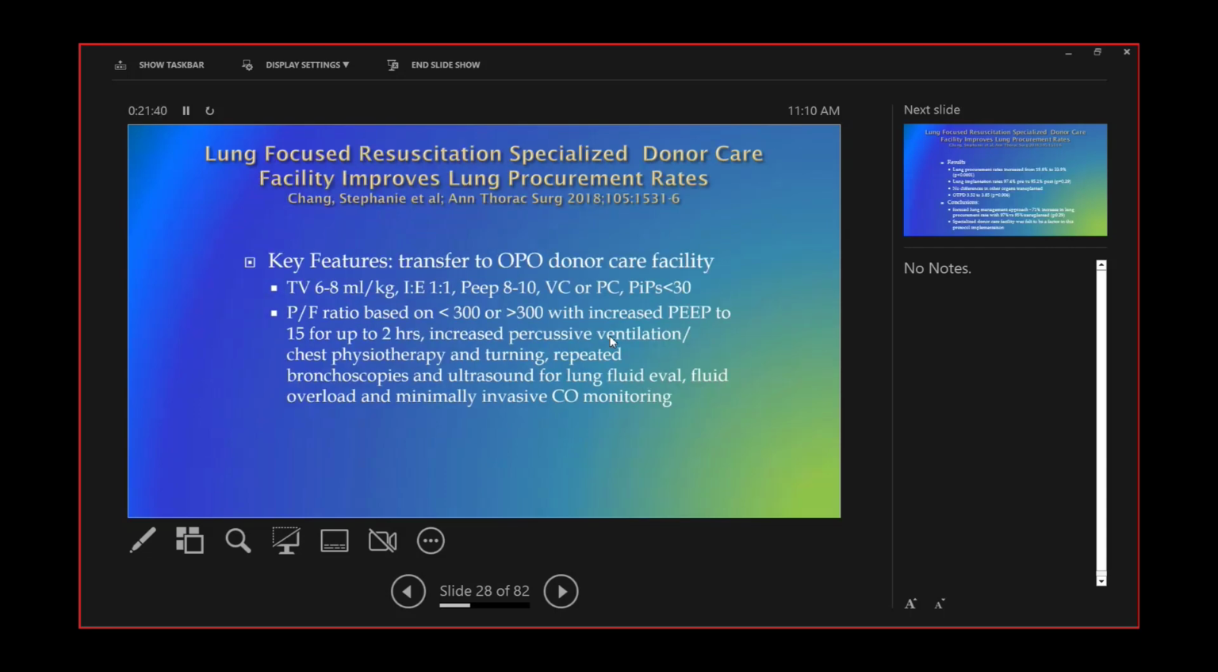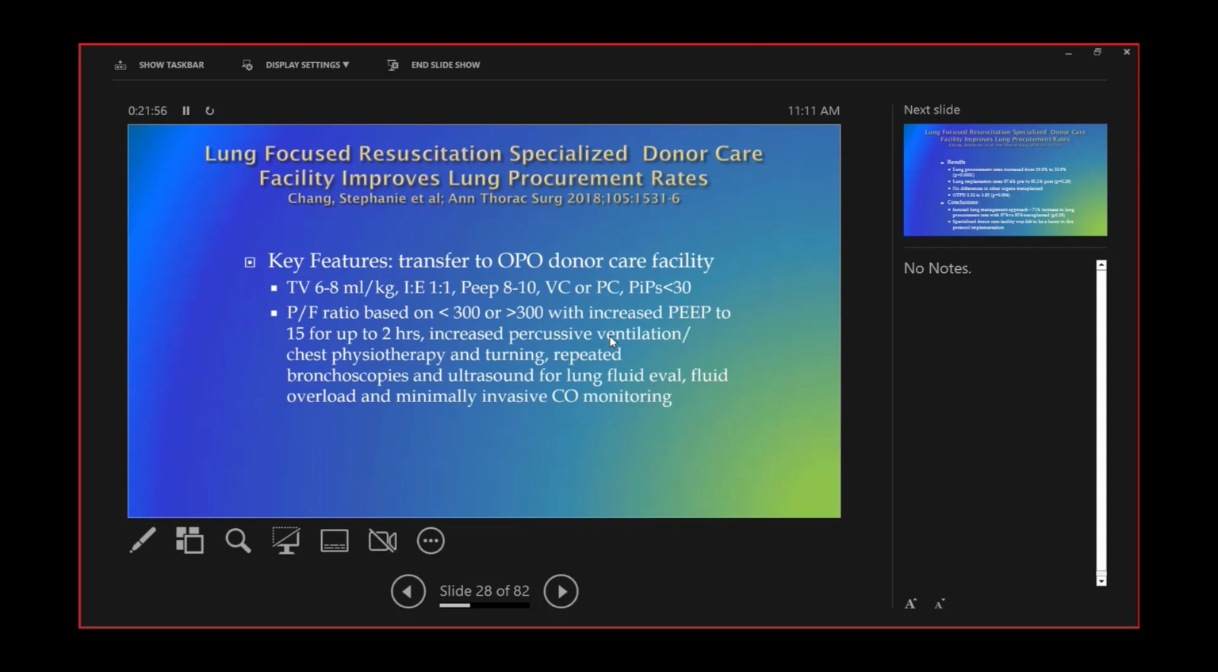This study was done out of St. Louis and published in 2018. This is where they said lung-focused resuscitation in a specialized donor care facility improves lung procurement rates. And the key features here were they transferred the patient to the donor care facility very, very quickly.